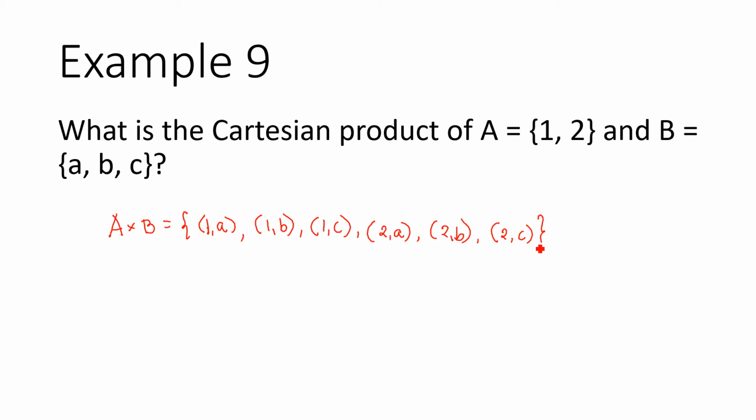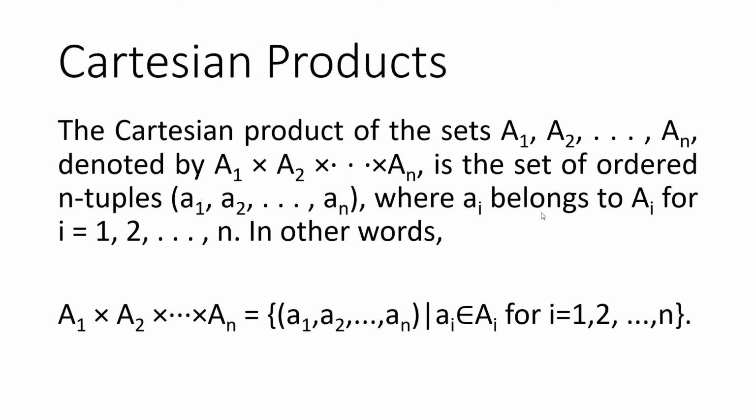So that is the Cartesian product of A by B. Okay, so we have this one. The Cartesian product of sets A sub 1, A sub 2, up to A sub n, denoted by A sub 1 by A sub 2 by so on up to A sub n, is a set of ordered n-tuples with the elements A sub 1, A sub 2, up to A sub n, where A sub i belongs to the set A sub i for i equal to 1, 2, up to n.